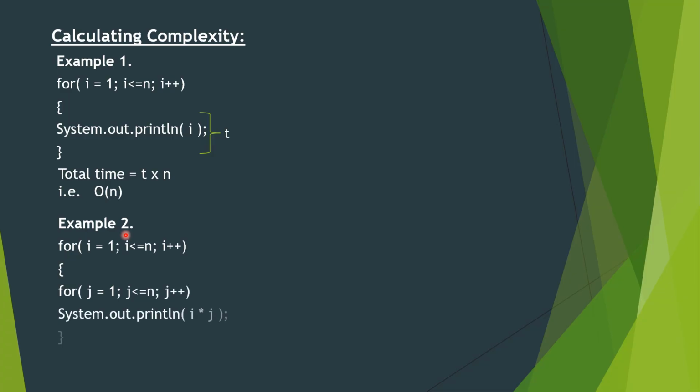Another example. Suppose there are two nested loops, both running n times. Let us see, if the body of the loop takes t time, you can see that it is inside two loops, so the total time will be t into n into n, as it is nested. So t into n squared, where t is a time constant, so the order is order of n square.